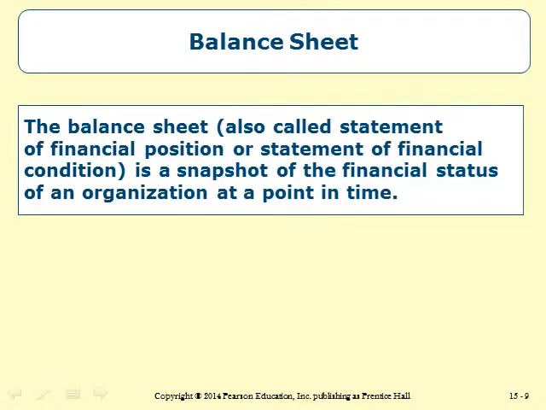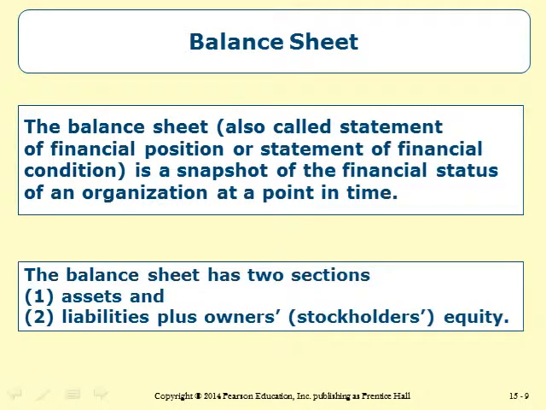The balance sheet, also called a statement of financial position, is a snapshot of the financial status of an organization at a specific point in time. It has two sections, assets and liabilities plus owner's equity or stockholders' equity. Assets are economic resources that a company owns and expects to provide future benefits. Liabilities are the entity's economic obligations to non-owners. Owner's equity is the excess of assets over the liabilities.